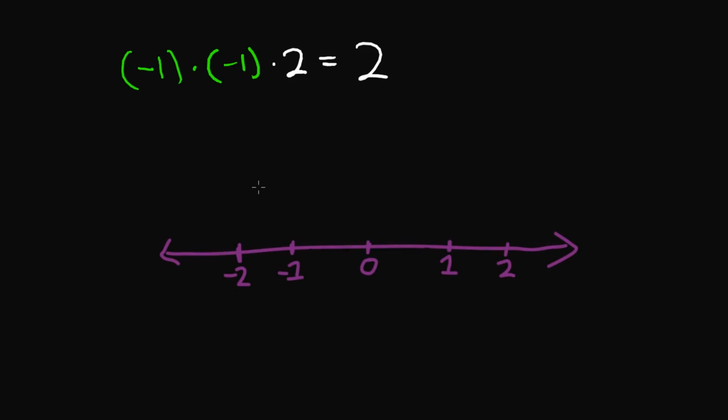Let's do another example. This time we'll have negative 1 times negative 1 times 2, which gives us again 2. I'm going to build the number line and the arrows again and see what's happening to the arrows. How do we explain why multiplying by negative 1 twice gives us back the number we started with? So here we have our number line. And let's build an arrow to represent this number 2.